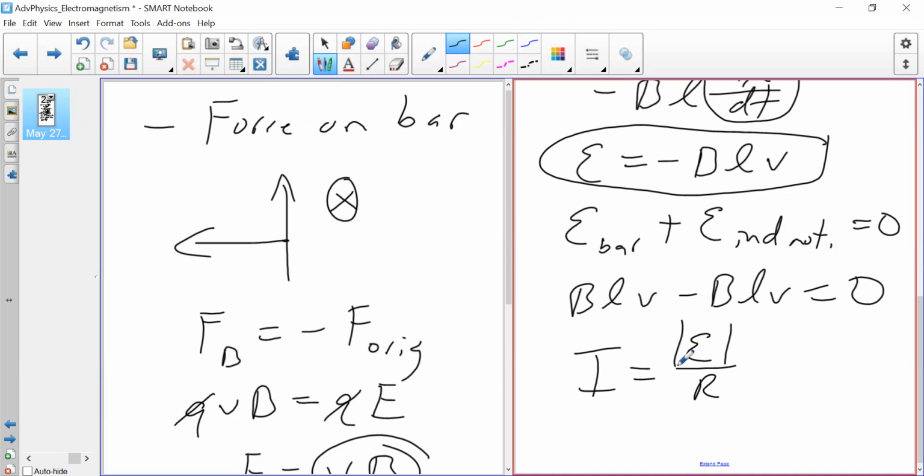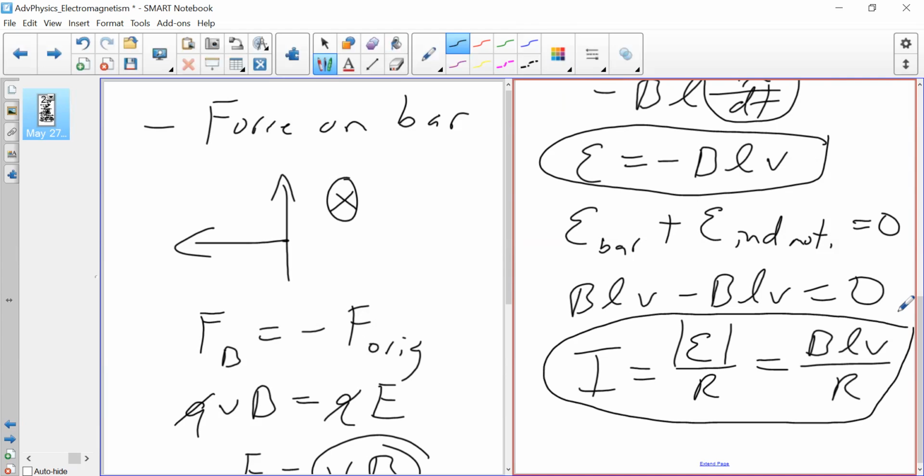Why is that? Because conventionally we know current is going to be positive, but we can have it move the opposite direction and current can be negative, doesn't really matter. But for our purposes, in what's conventional current, we're going to make the whole thing positive. So this is just going to be BLV divided by R. And so this is the voltage created in the entire circuit, and this is the current of that circuit. Any questions on that?